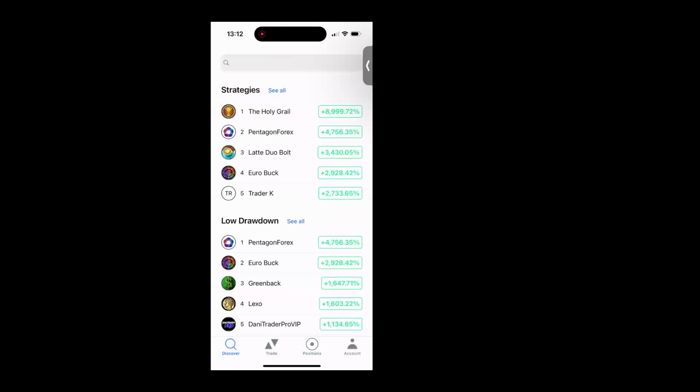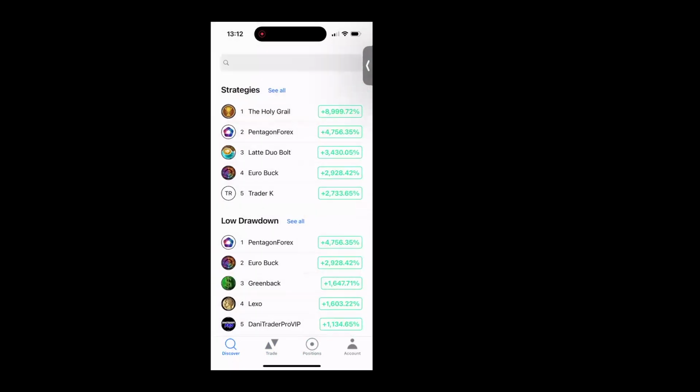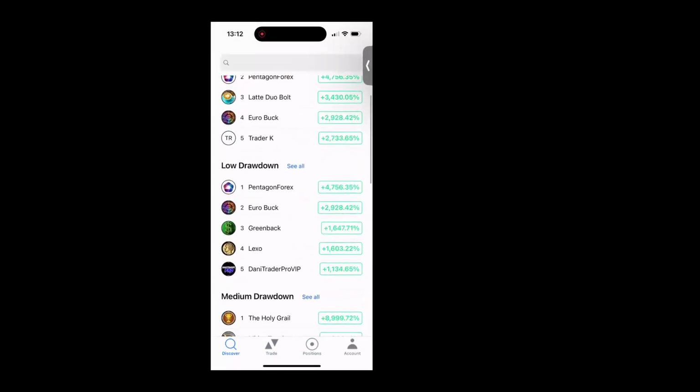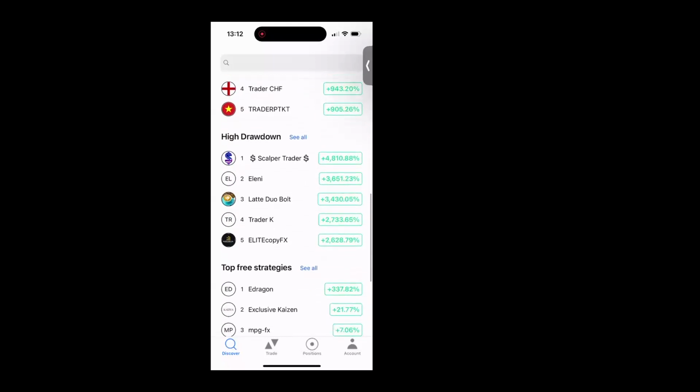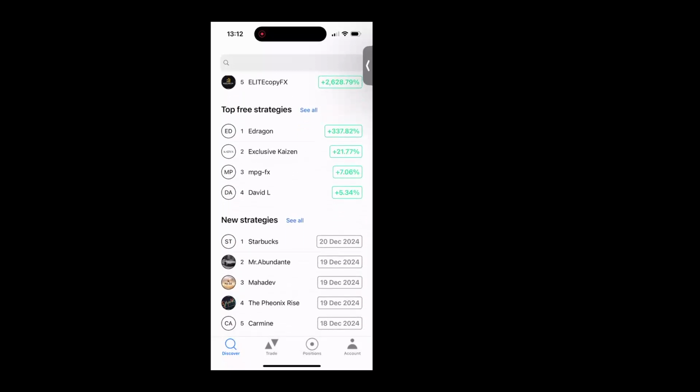Now, I mentioned earlier the Discover section. This here is where you can see signal providers from across the Pepperstone app and the Pelican network. There are hundreds, if not thousands, for you to go through and copy. At the top, you've got the strategies list, which is just a raw ranking of some of the signal providers based on live returns. You then have them separated by different categories. There's low drawdown, medium drawdown, high drawdown strategies, as well as top three strategies and new strategies.